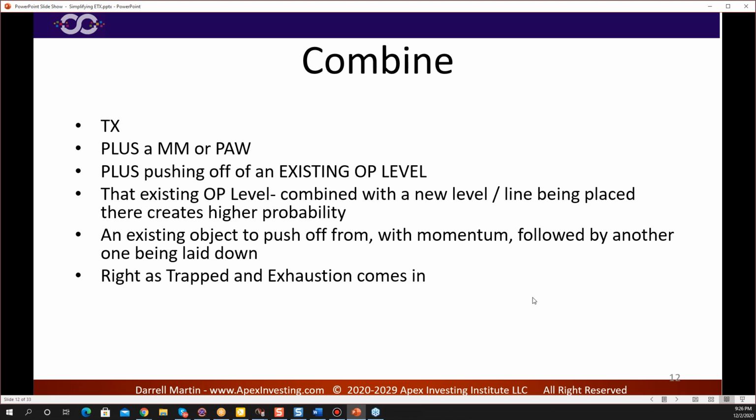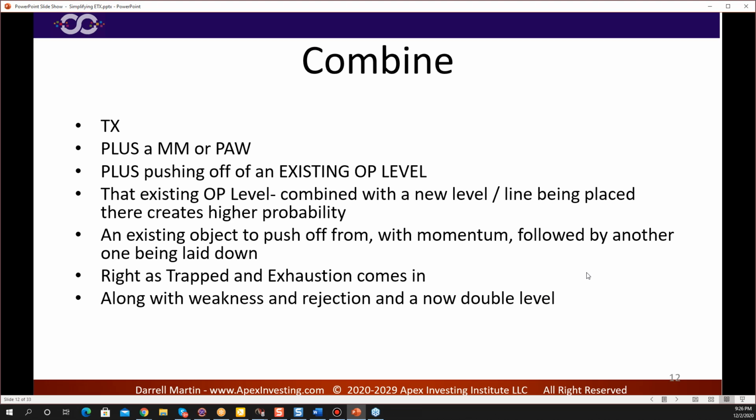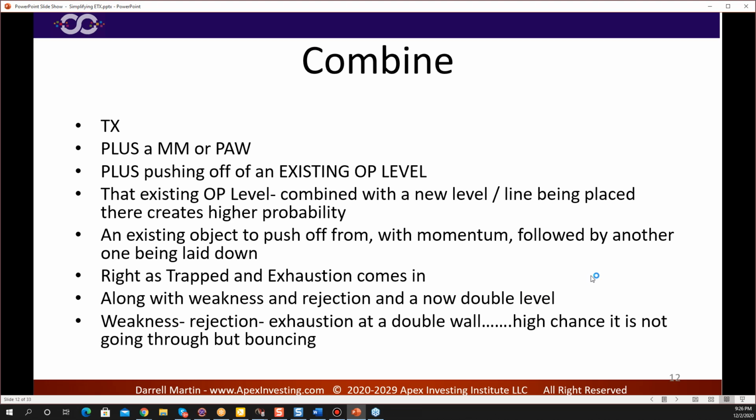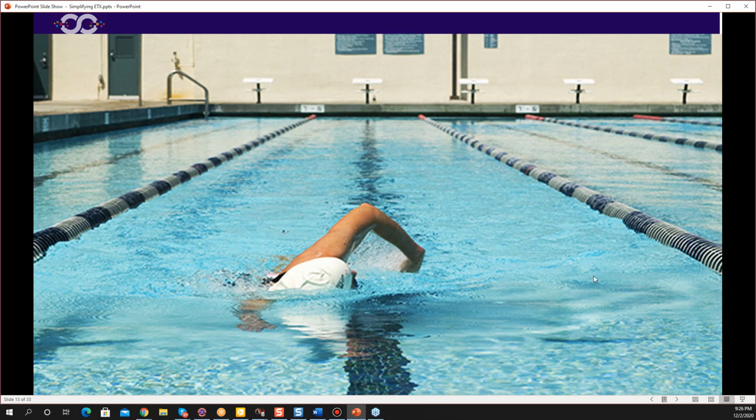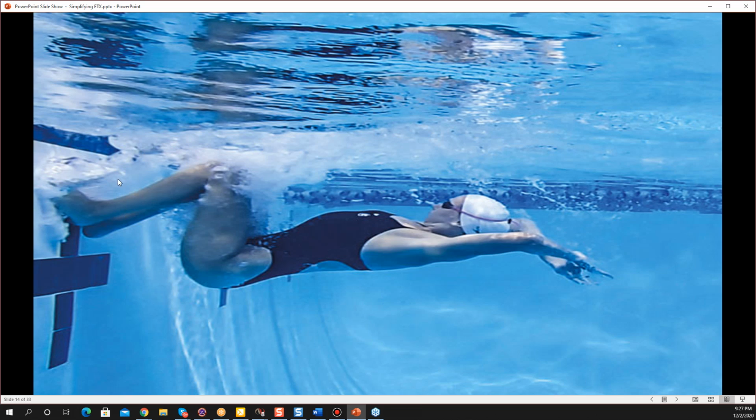Right as all these trapped orders and exhaustions are coming in, we're laying a new level in the wall, a new level of weakness and rejection, and we just want to go the other way, right? Not just randomly anywhere in the middle of the pool. We like to have something to push off of. We're going to get a lot more momentum pushing off of an existing wall, especially when another wall gets laid right there and another trap gets set right there for the retailers, for the big boys to push the other way.